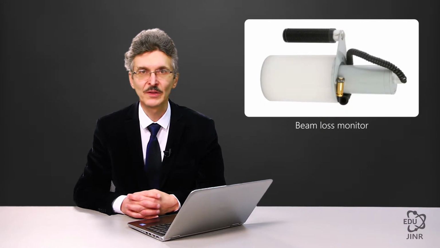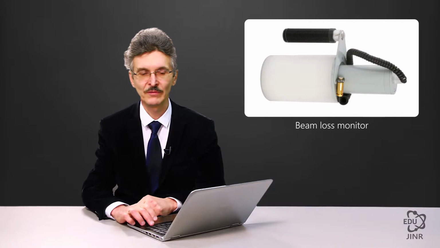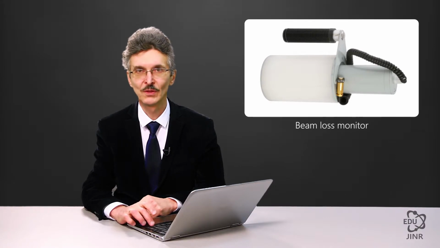A beam loss monitor consists of compact neutron sensors, which are located along the entire circumference of the ring, and the signal of which is proportional to the quantity of ion losses at a given point of the accelerator.